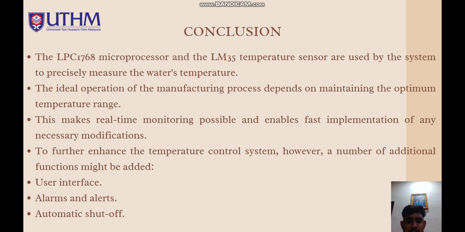Lastly, by adding an automatic shut off, where setting up an automatic shut off mechanism in the event that the temperature veers outside of the required range or there are other system problems might help to avoid potential equipment or manufacturing process damage. The temperature control system might be made even more effective for ensuring the manufacturing facility operates at its peak efficiency by incorporating these extra features.